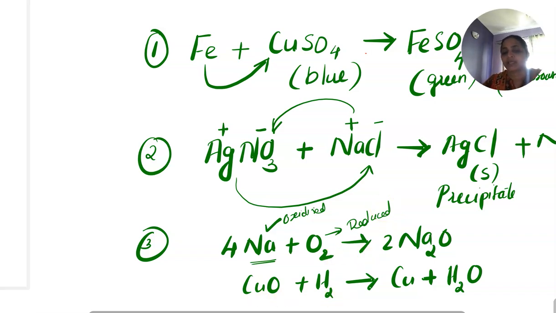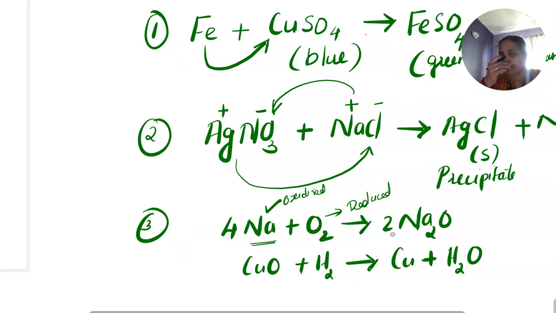The next, second question: copper oxide plus hydrogen. Here we will check which one gets oxidized. You can check to which reactant oxygen gets added in the product. So here hydrogen changes to water, that is the oxidation reaction. So oxidation happens to hydrogen. From copper oxide, oxygen is removed. So reduction happens to copper oxide.